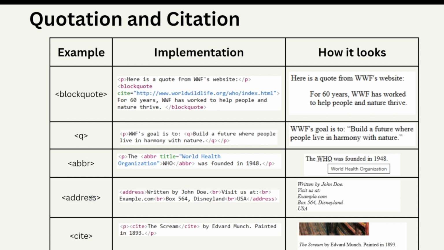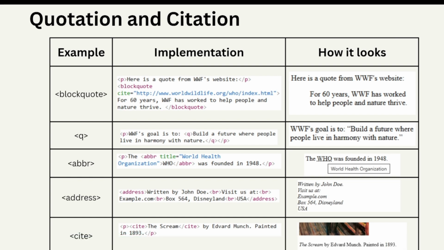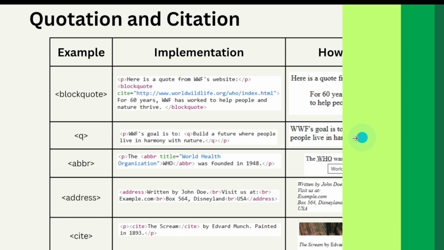Now, address and cite are more niche, but simply these are used to italicize. The main difference between them is, as you can see here with address, we have line breaks, whereas in the cite, it just goes right into a paragraph. But either way, it just italicizes stuff and can be really useful for citing addresses or just citing art pieces, websites, things like that.